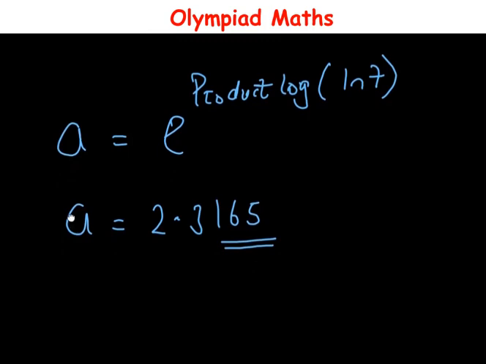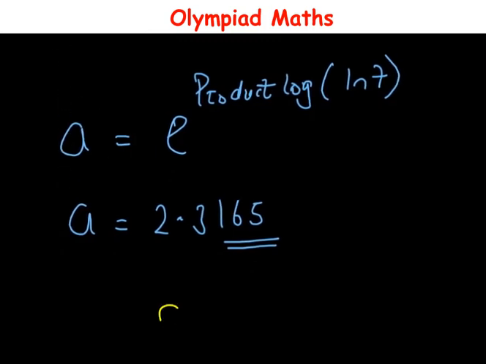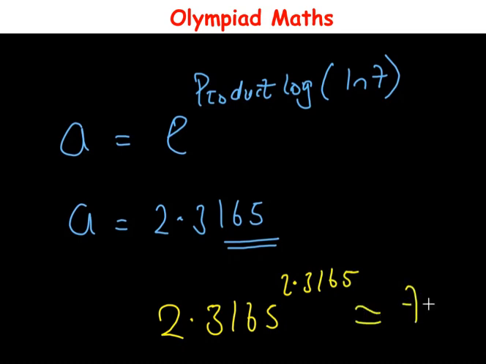So this means that if you raise 2.3165 to 2.3165, you will get the value to approximately equal 7. So with this, we have gotten the value of a that will give us 7.